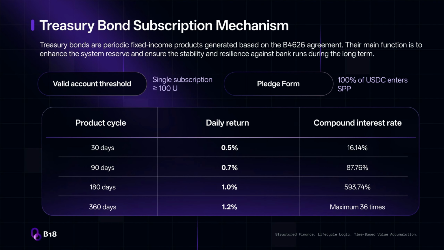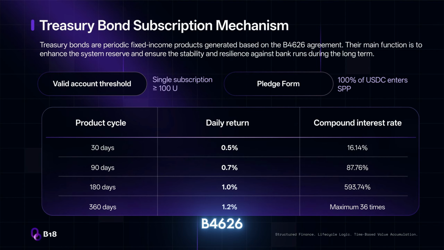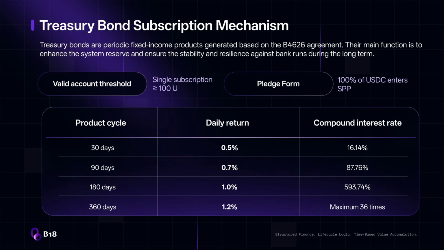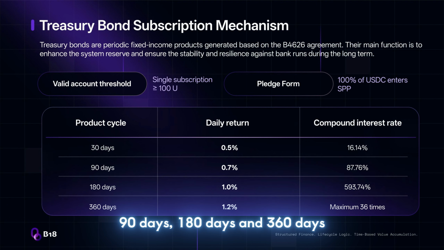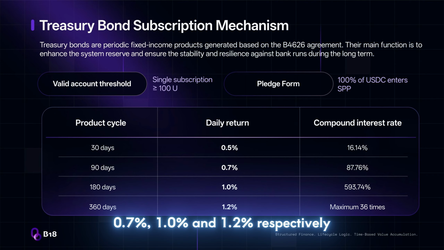Treasury bonds in B18 are periodic fixed income products built on the B4626 agreement framework. Each product cycle is predefined, including 30 days, 90 days, 180 days, and 360 days. The corresponding daily return rates are fixed by cycle: 0.5%, 0.7%, 1.0%, and 1.2% respectively.